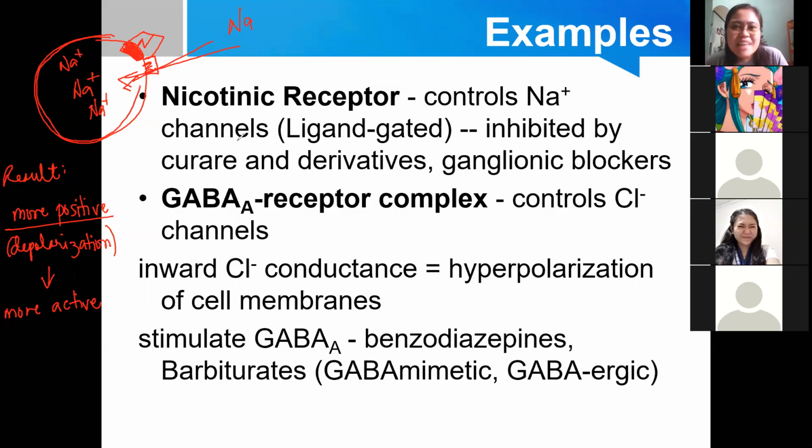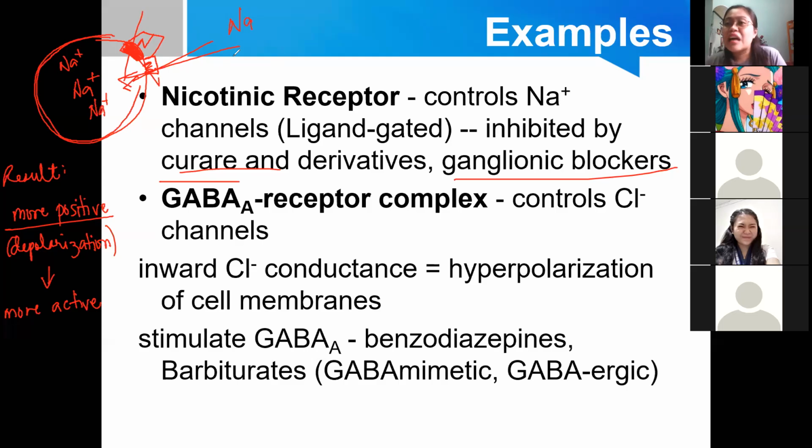Okay, the same receptors can be inhibited by curare and derivatives and ganglionic blockers. Kaning curare, this one is a poison. So, pag i-inhibit niya na ang nicotinic receptors, there will be no opening of the sodium channel. So, dili mahimong active ang cell. Ang ginakos jud sa curare kay paralysis. Kung sa muscles siya na side, dili na maging active ang cells sa muscles. So, ma-paralyze na, dili na siya makakontract.